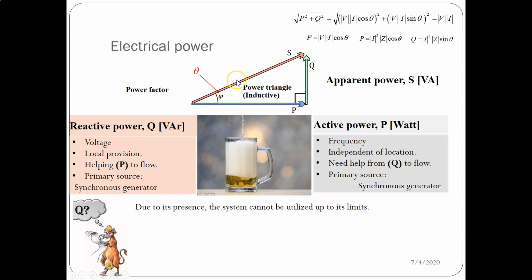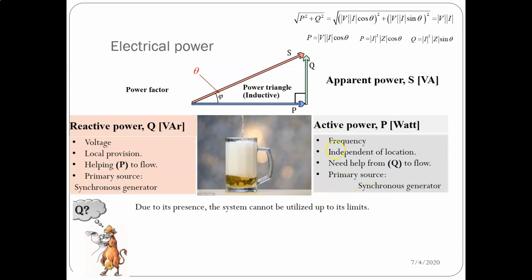This is the equation. As we know, and you can see here, we have the reactive power, and in the grid it's very connected to the voltage, and it's often provided locally, and it actually helps P to flow. The primary source here is the synchronous generator. At the same time we have the active power, which is very strongly connected to the frequency and is independent of location. And as I said, it needs help from the reactive power Q to flow. Also of course the primary source is the synchronous generator, especially here in Norway.